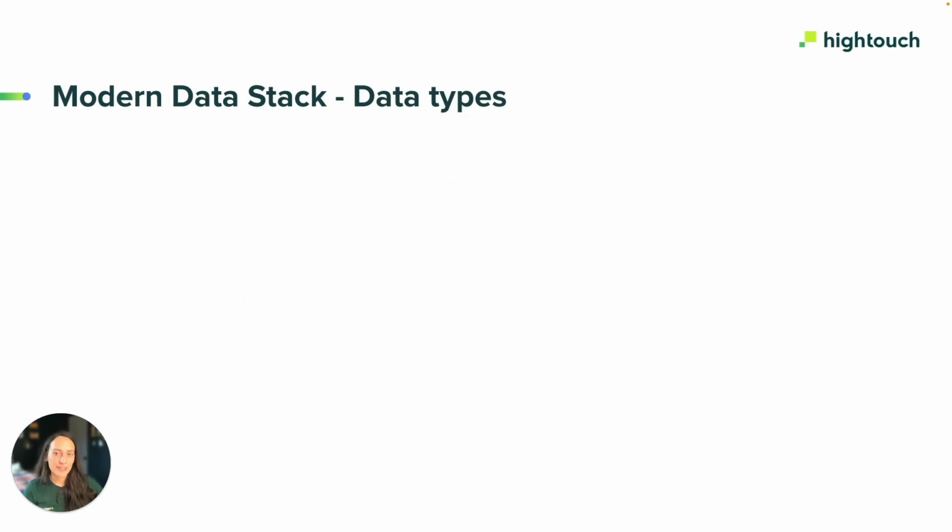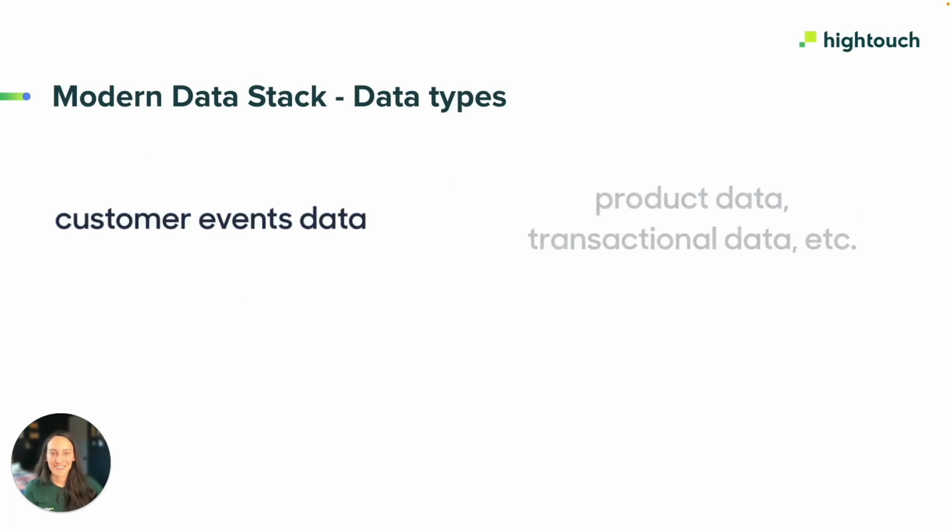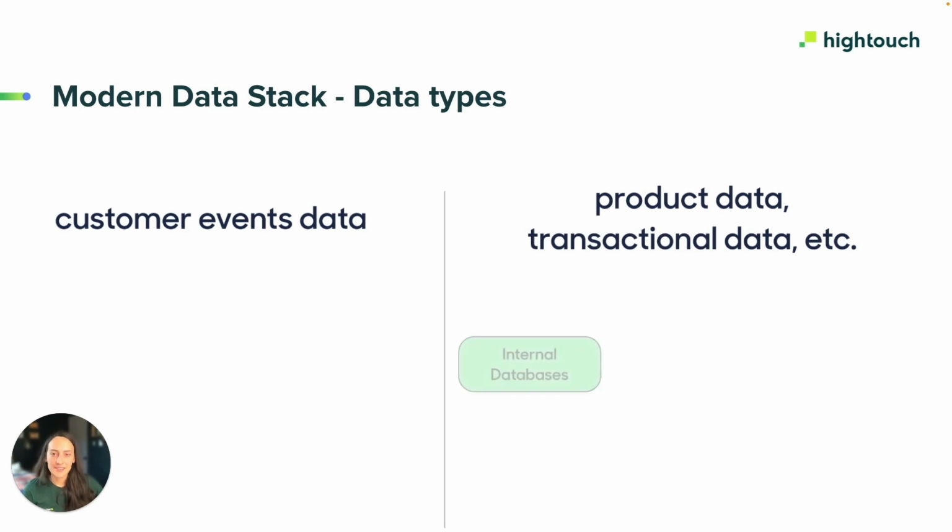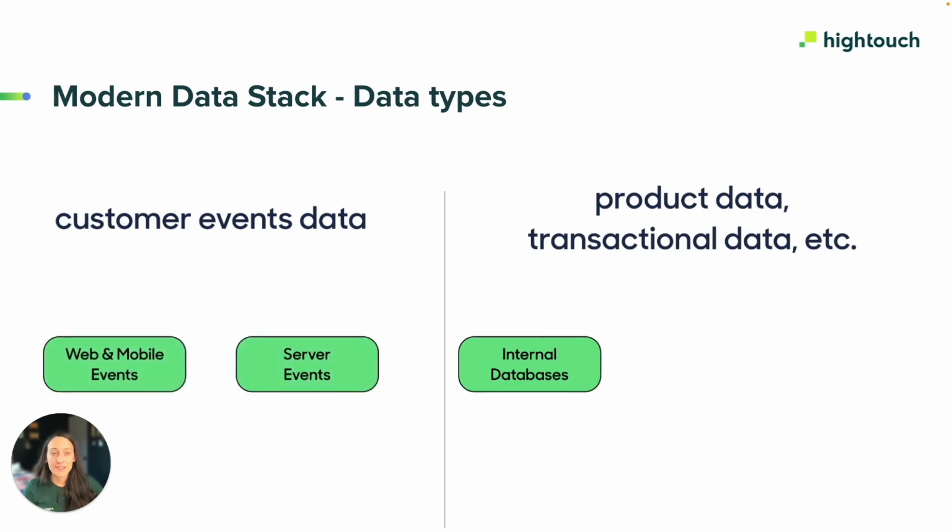Most modern companies have two types of data: customer events and everything else. For example, product data, transactional data, etc. Companies often start with their product database and then begin collecting analytics before realizing they want to join that with data stored on other platforms, for example, their CRM or advertising data.